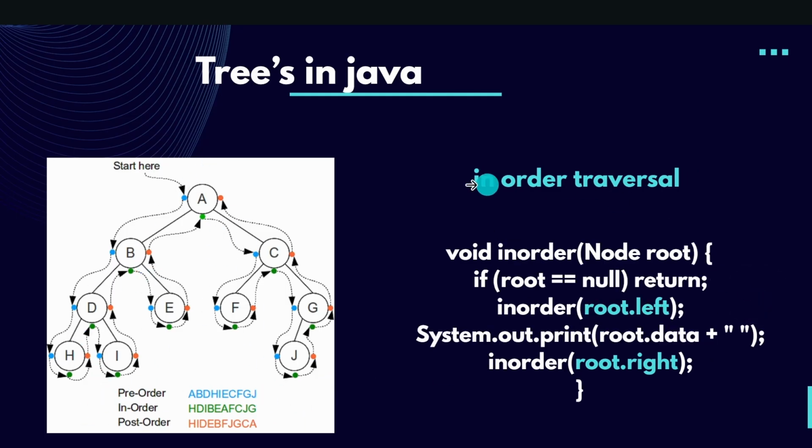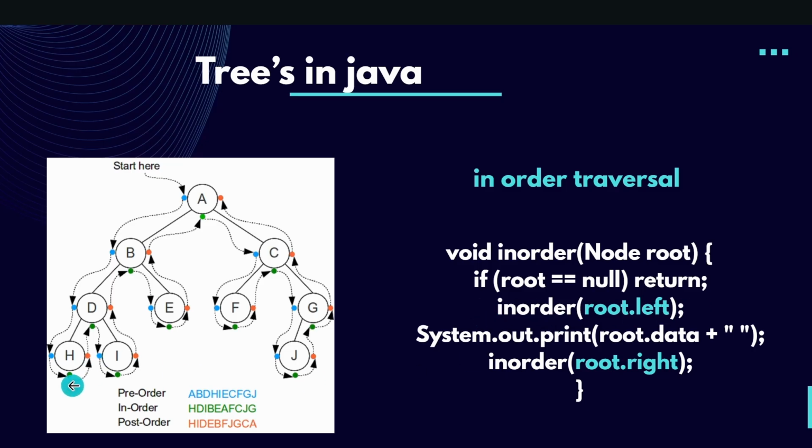In the same fashion, if you want to print in in-order, wherever you see the green dots, that is known as in-order. So if you want to traverse everything and print the stuff, you can see it in the code as well. First of all you need to traverse all the stuff towards the left.